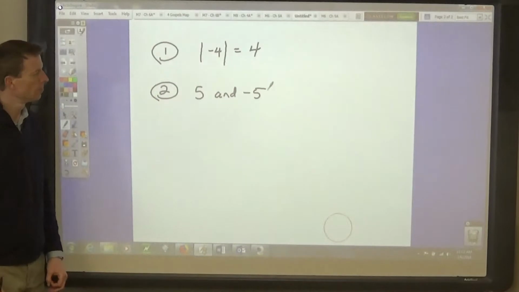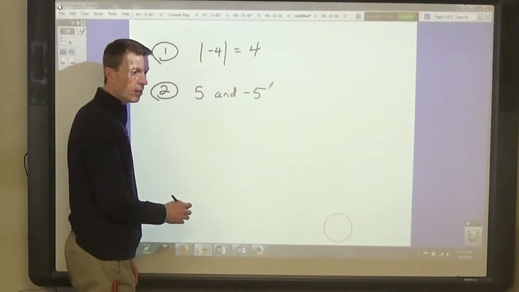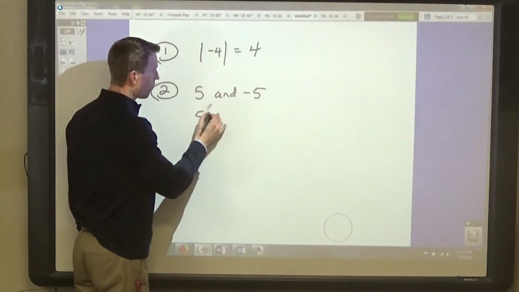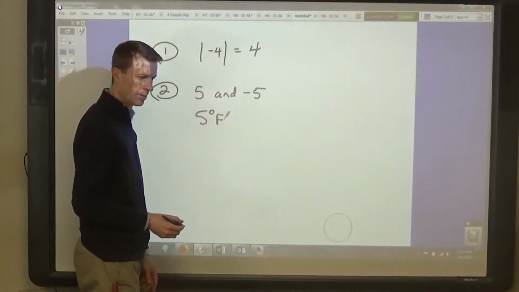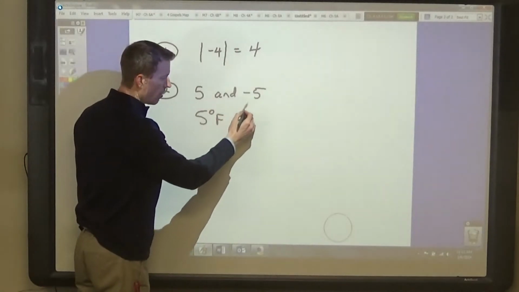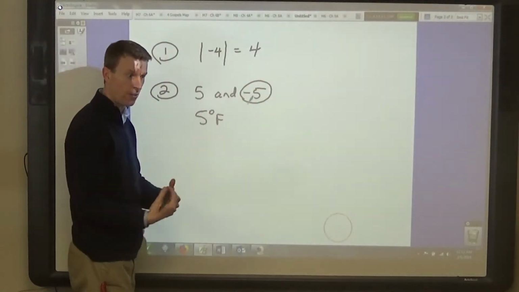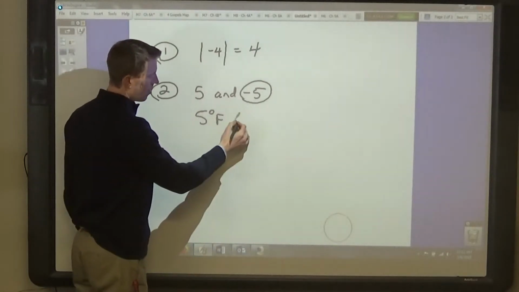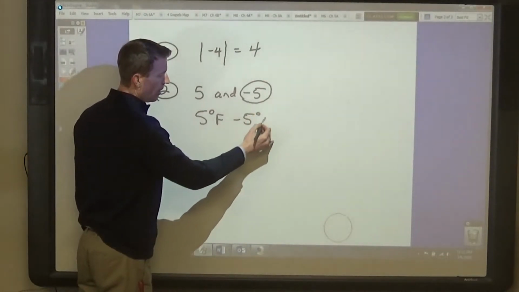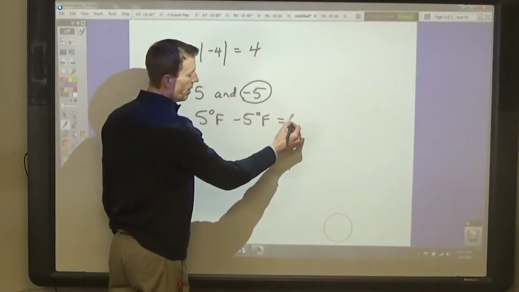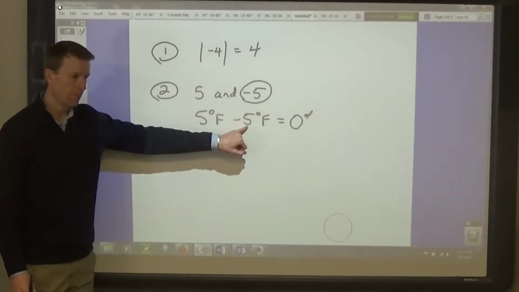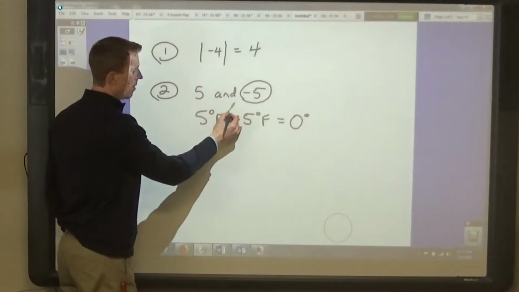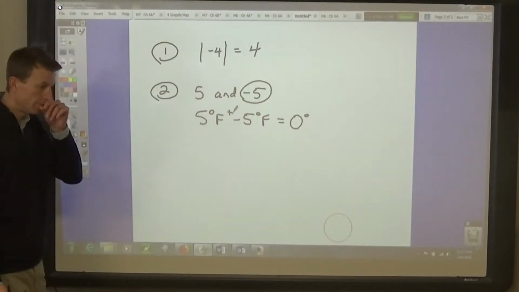Wouldn't 5 plus negative 5 equal just 5? Well, it'd be equal to 0. What if it was 5 degrees Fahrenheit, and then it went down 5 degrees? Then it would be 0 degrees, wouldn't it? So 5 minus 5, or 5 plus negative 5, would equal 0. Okay?